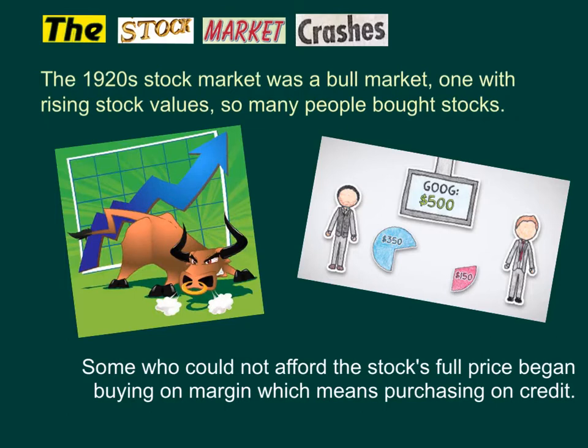So let's say, as you can see in the picture here, you have a Google stock that costs $500, and if you're buying on margin, you pay $150, and then you would owe the rest, $350, on credit. So you would pay that gradually as your stock maybe got better. You could start paying off that loan that you got.